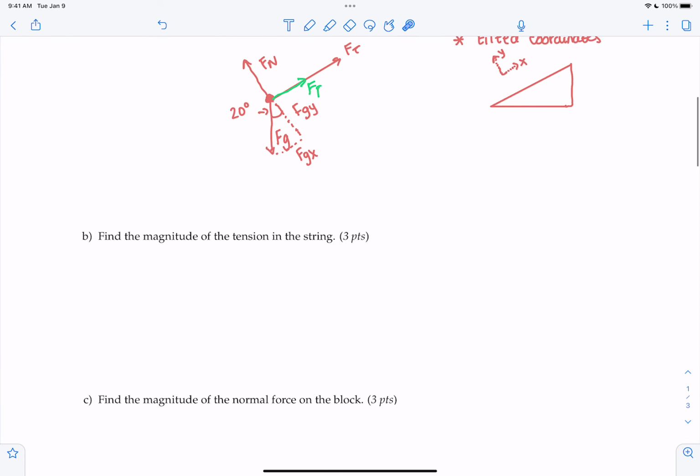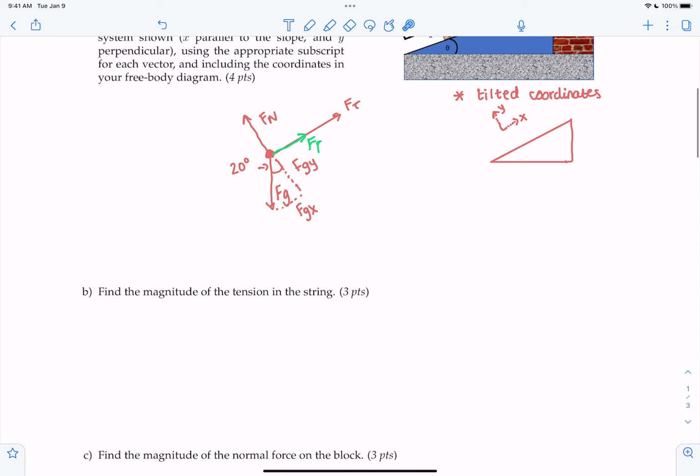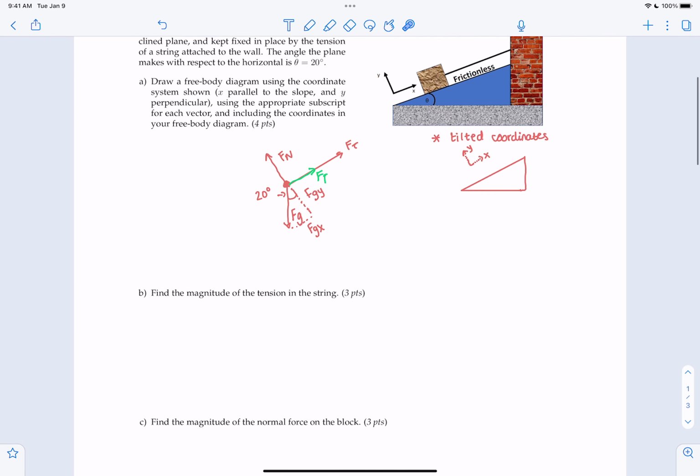B asks us for the magnitude of the tension in the string, right? So we've got to figure out the magnitude of the tension in the string. Well, we've got to look at what force we have here. So that's tension, and that's in what direction, right? That's going to be in the x direction. So if we're looking at forces in the x direction, we're also going to want to figure out how this force relates to the other forces in the x direction as well, right?